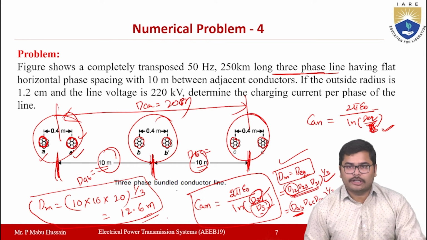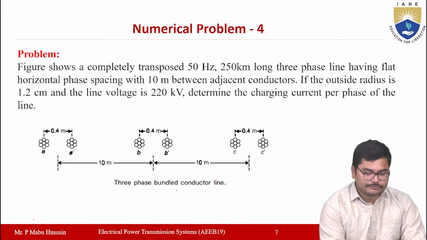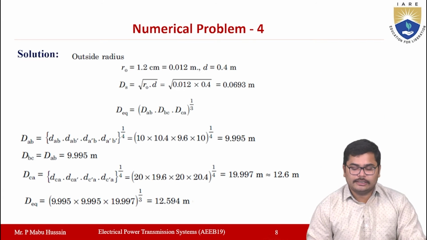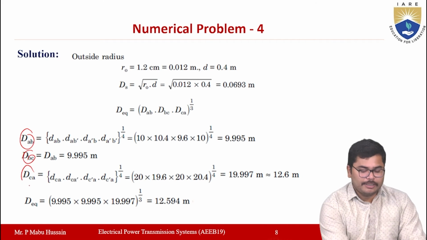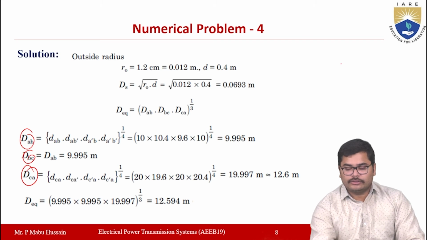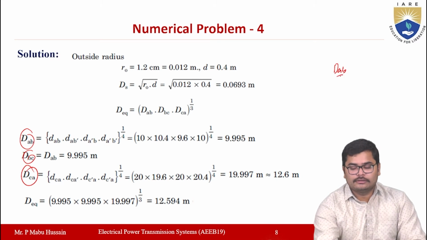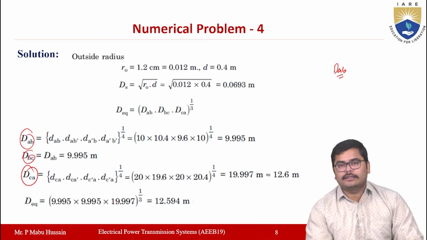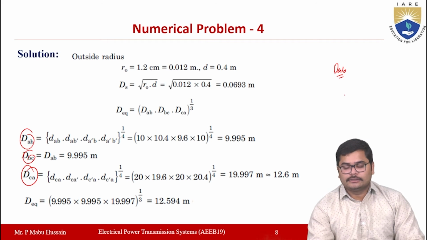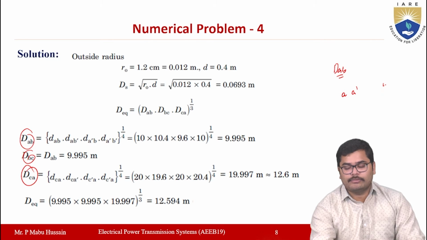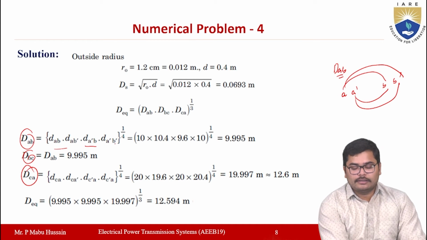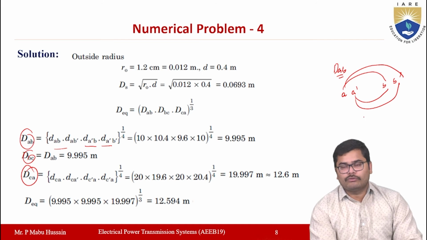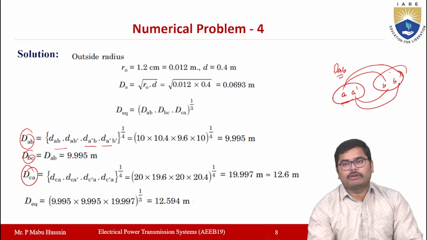You also have another method, which I will also explain. In this method, you have to consider DAB, DBC, DCA. DAB is the mutual distance considering the conductors A and B. In such a case, A has A and A dash, and B has B and B dash. You have to take the product of all the mutual distances DAB, DAB dash, DA dash B, DA dash B dash, whole to the power of 1 by 4, since it is 2 into 2.